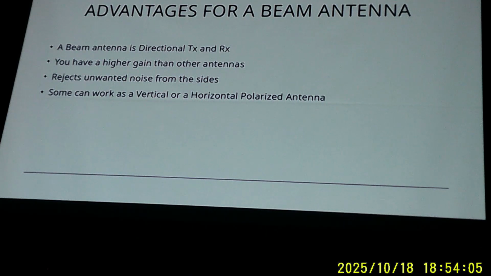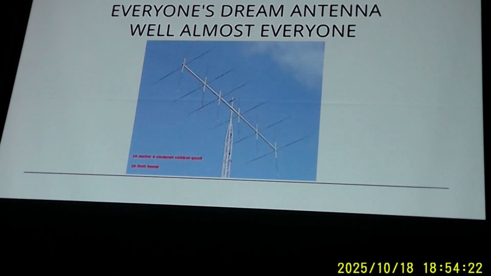Some can work as a vertical or a horizontal polarized antenna. Case in point, that one right there, well, we'll get back to the Quad, if I can figure out how to do it. Just back arrow. There we go. That's elements going up and down, and elements going side to side. There's probably 2 coax feeds to that antenna.